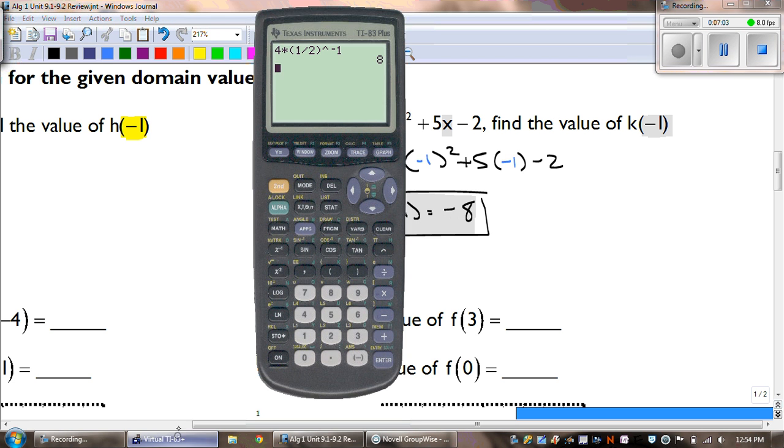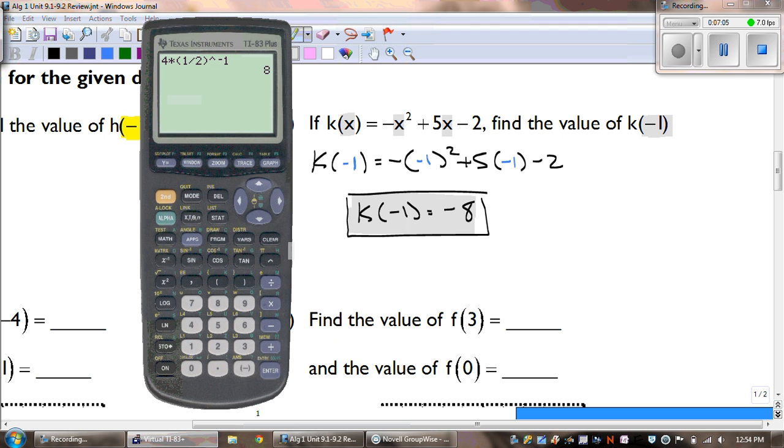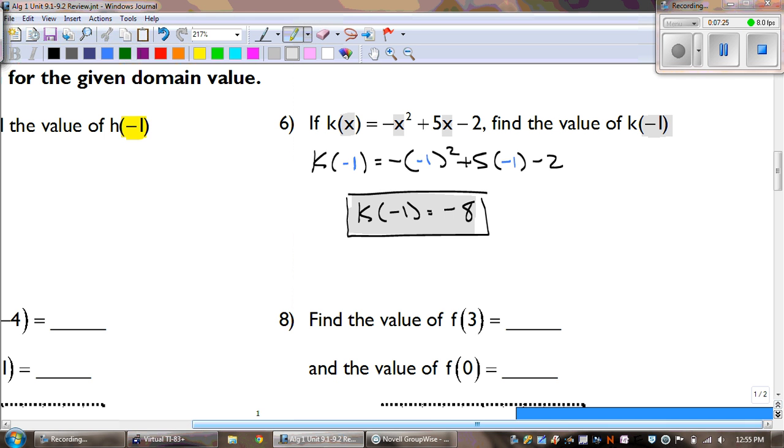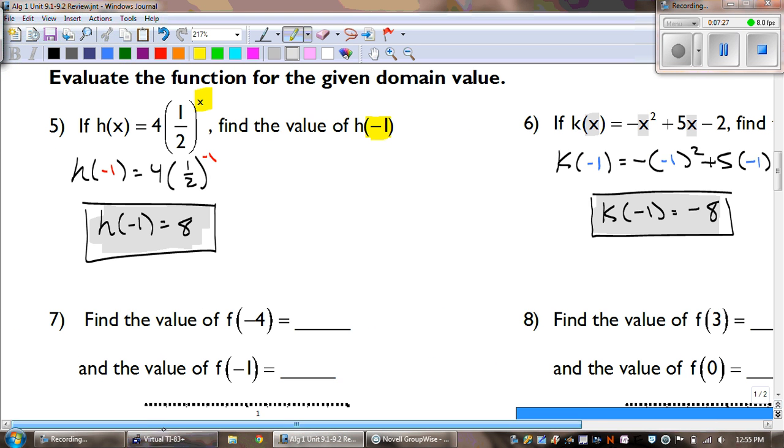Okay, so we just have to be very careful with our negative signs because there's a negative outside, and then -1 squared plus 5 times -1 minus 2. Okay, so we have to be very careful with all of those signs, the pluses, the minuses, and the parentheses. Okay? All right, number 7.